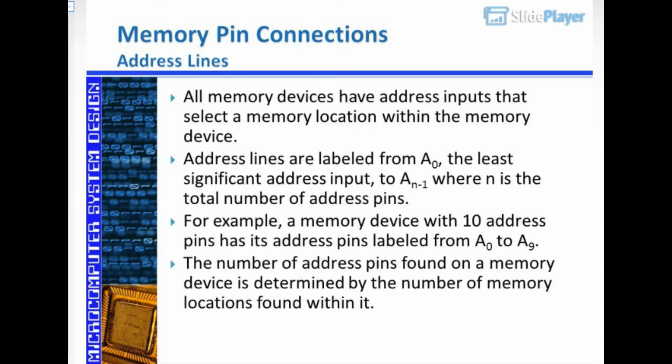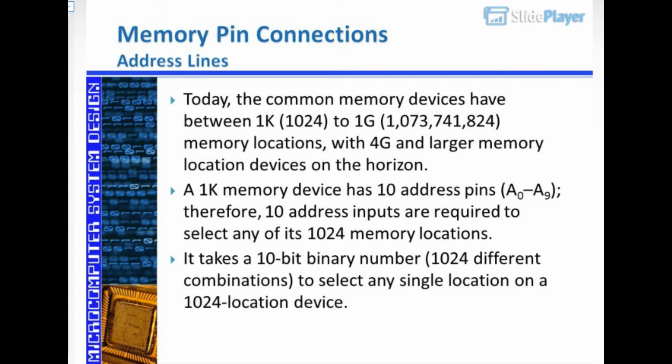Memory pin connections. Address lines. All memory devices have address inputs that select a memory location within the memory device. Address lines are labeled from A0, the least significant address input, to An-1, where n is the total number of address pins. For example, a memory device with 10 address pins has its address pins labeled from A0 to A9. The number of address pins found on a memory device is determined by the number of memory locations found within it.